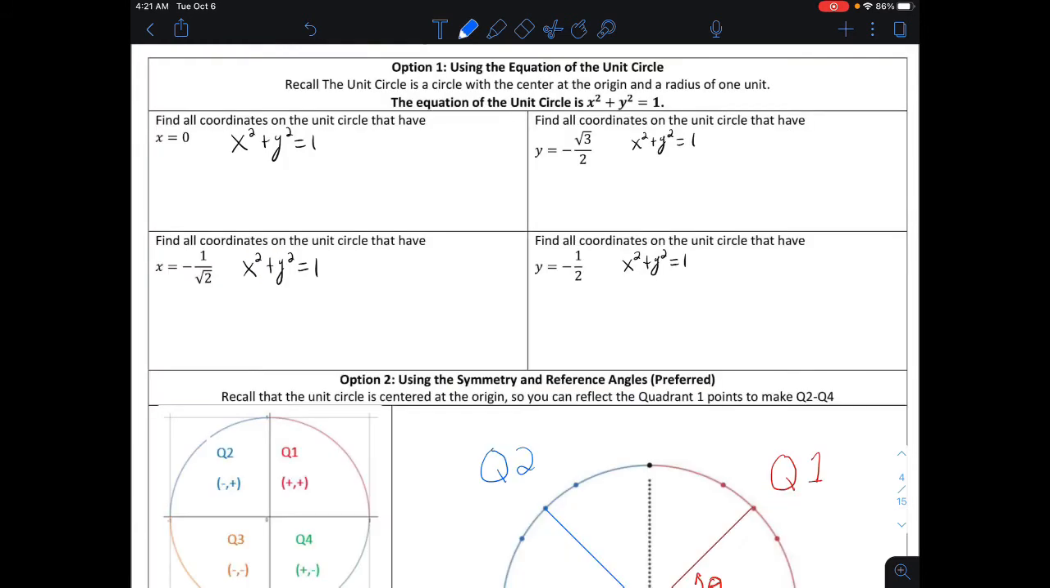Now let's talk about finding the other points that lie on the unit circle. We have two options here. We can use the equation of the unit circle to find the other coordinates based on a known x or a known y value, or we can use symmetry and reference angles, which is the preferred method, but I'm still going to show you how to use this equation of the unit circle in case we don't have one of our special angles to work with, and we still wanted to know where the point would fall.